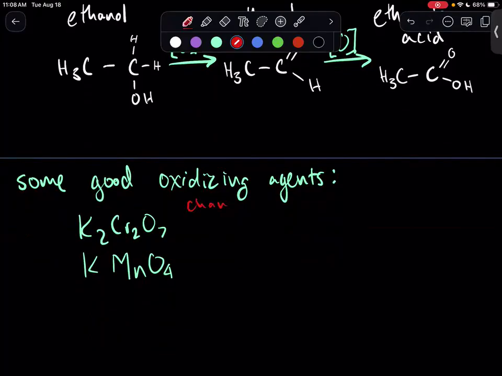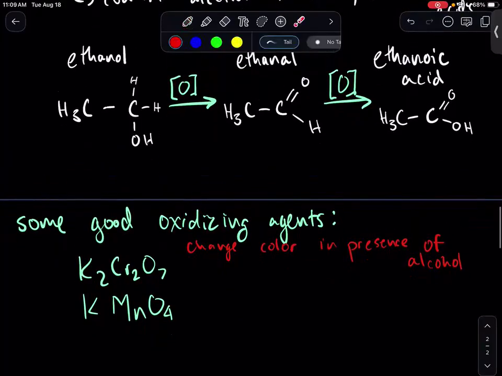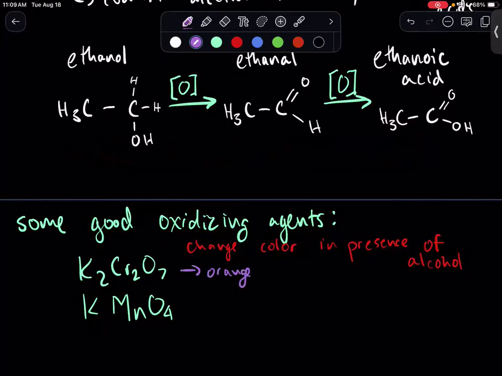Furthermore, these will change color in presence of alcohol. And that's because they change their compound. So as they react with the alcohol here to oxidize it into an aldehyde and then to a carboxylic acid, we are changing the compound and thus they change color. Again, you don't need to memorize these, but it's good to know that these oxidizing agents will change color in presence of alcohol. Dichromate will change from like an orange to green, and permanganate will change from like a pinkish purple to colorless. And so you can tell that this oxidation reaction is taking place.